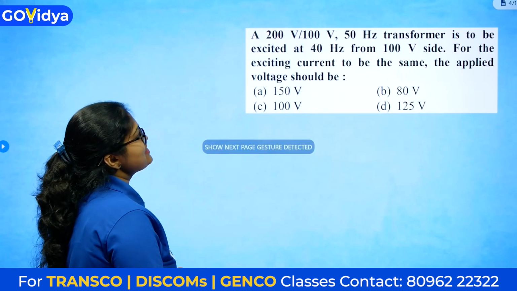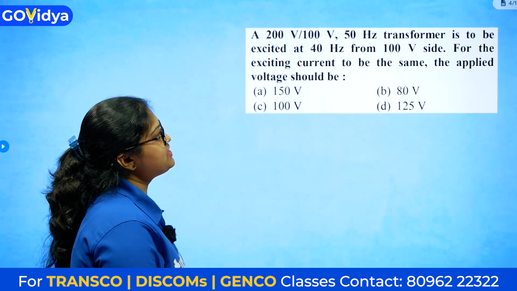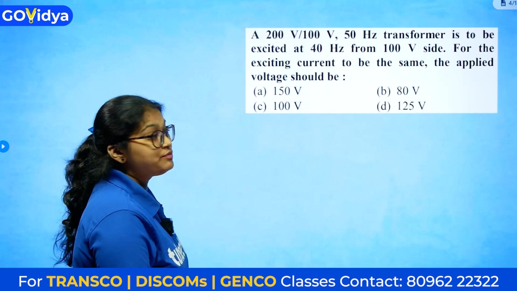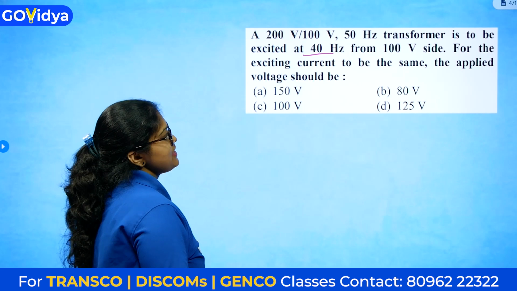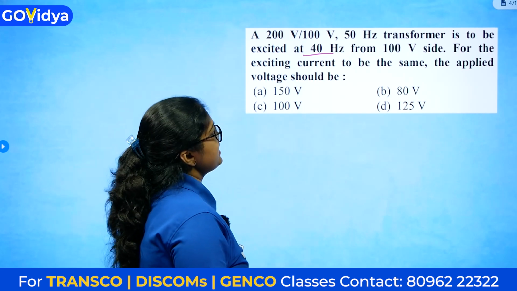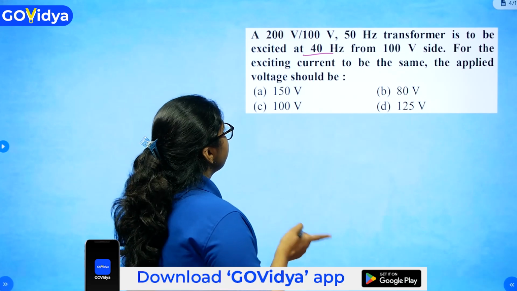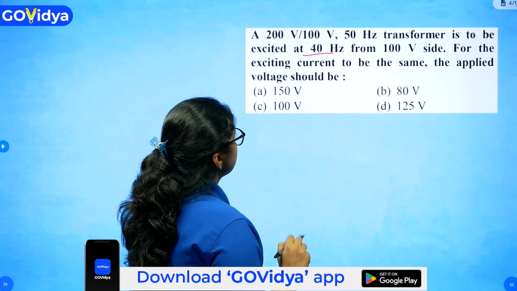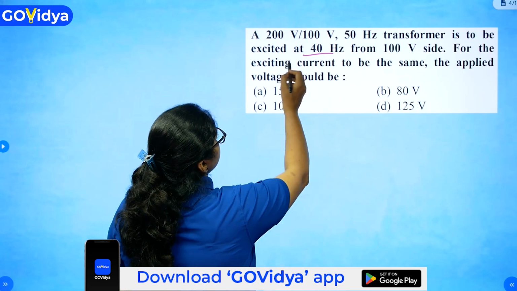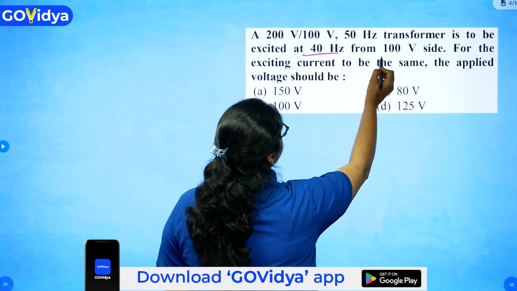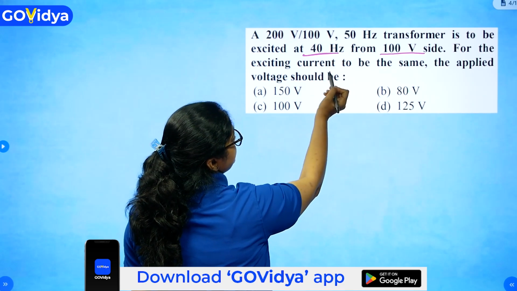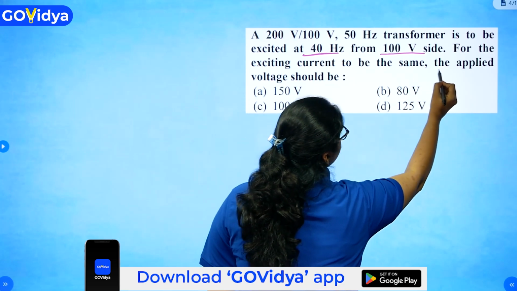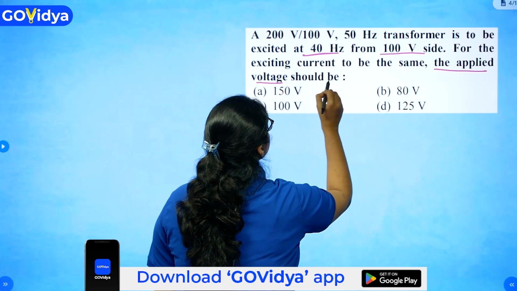A 200 volts by 100 volt 50 Hz transformer is to be excited at 40 Hz from 100 volt side. For the exciting current to be the same, the applied voltage should be. So they have excited at 40 Hz from the 100 volt side. The excitation is the same from both sides. So we have to calculate the applied voltage.